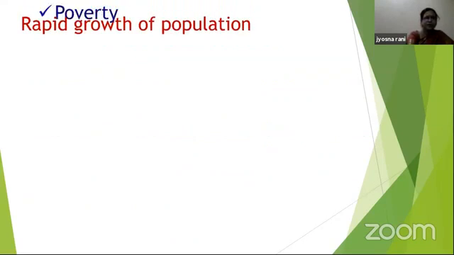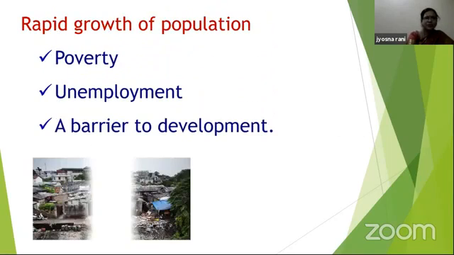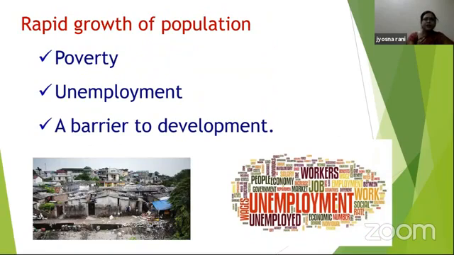Then here we are going to learn about the rapid growth of population. Here, children, rapid growth of population leads to poverty, unemployment, and it becomes a barrier to development.